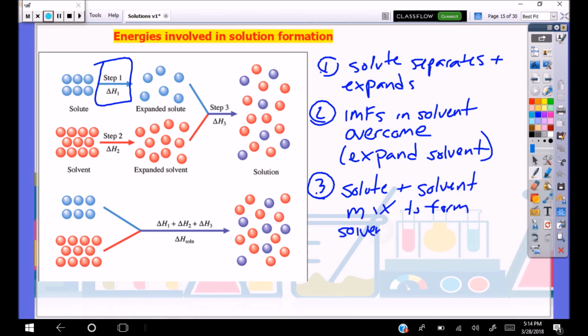Now, each of those processes has its own delta H value. If we were to add all of those up, we would get the delta H of solution, which is what you ended up calculating in that hand warmer lab all those months ago. And you were able to tell if it was exothermic, overall we had a net negative energy, which means energy is being released. If it was endothermic, our delta H was positive, and we saw that it absorbed energy, or it got cooler to us, right?